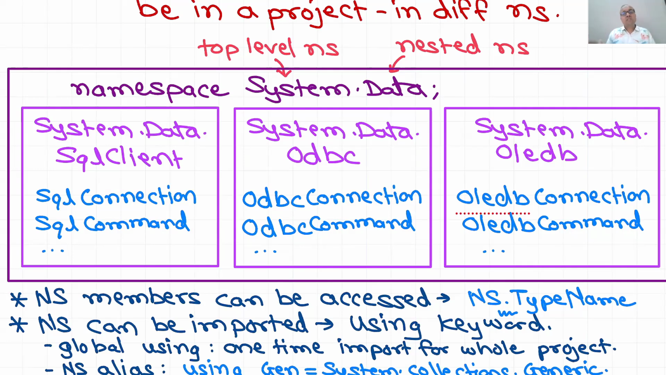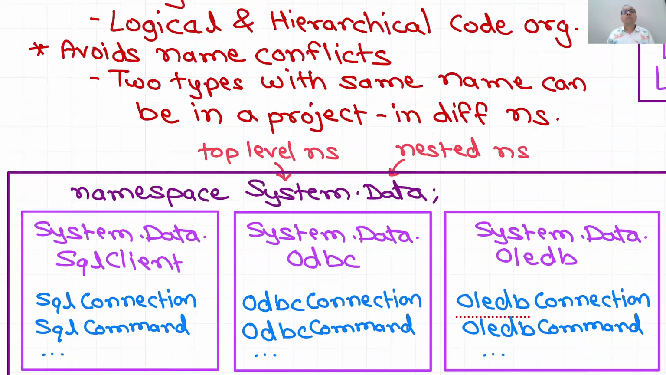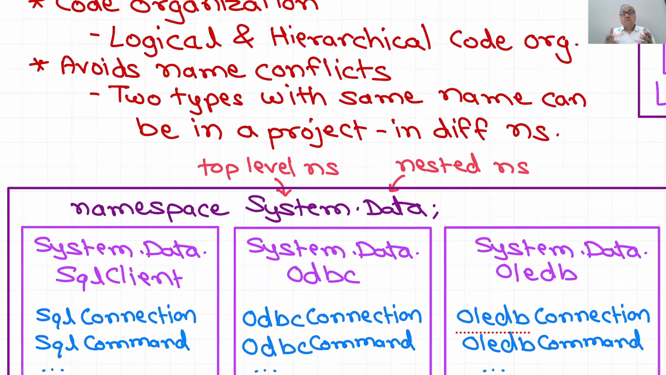Now going one step ahead. Namespaces are not only for organizing code, but this code organization will help me avoid something called name conflicts. It means we can have two types in the same project with the same name, but we can arrange them well by keeping them in different namespaces.